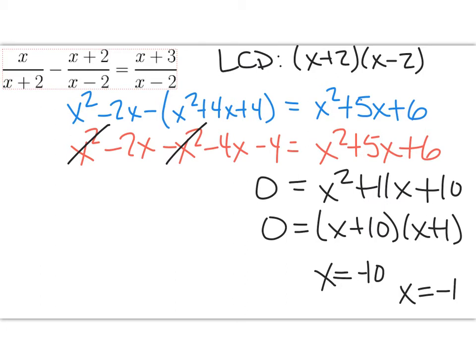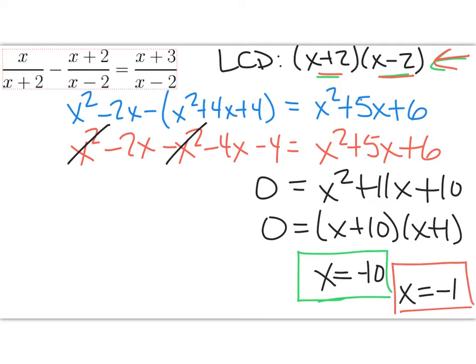So let's see if they work. We'll take the x equals negative 10, go back up to the LCD, replace x with negative 10. We're getting negative 8 times negative 12, whatever that is, it isn't 0. So negative 10 works as a solution, and then we'll do the same thing with x equals negative 1. Plug it back in up top. If x is negative 1, we have 1 times negative 3, which is negative 3. Again, that's not 0. And so x equals negative 1 is a solution.